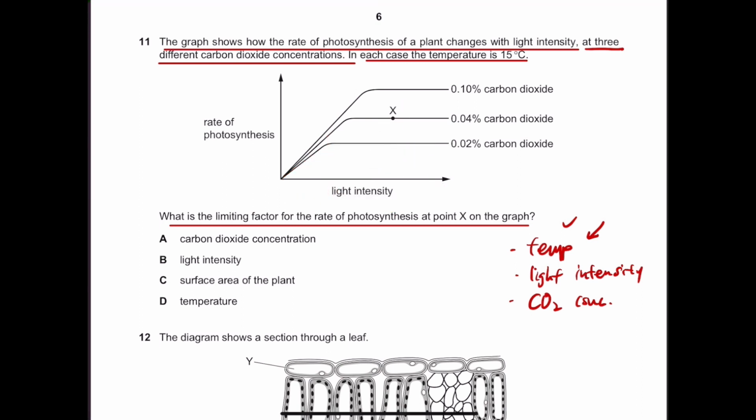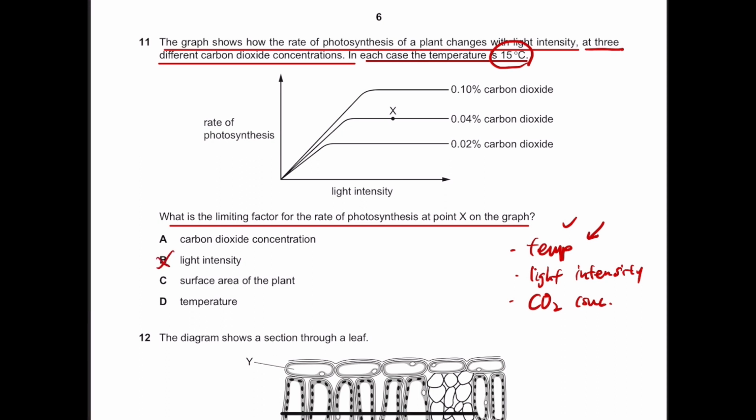Okay. Anyway, back to the question again. So the temperature is remained the same, so we can't be sure whether that's the limiting factor at X. But we're sure that the light intensity is no longer the limiting factor at X because it got increased, but the rate of photosynthesis is not increasing at all.